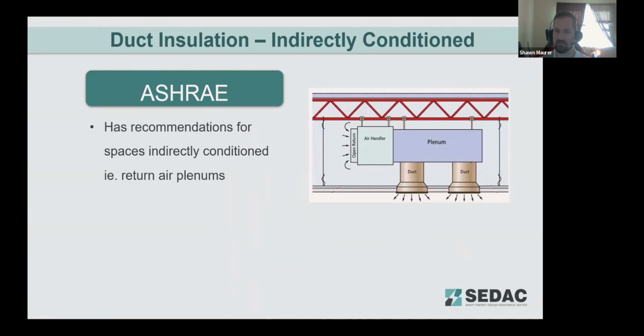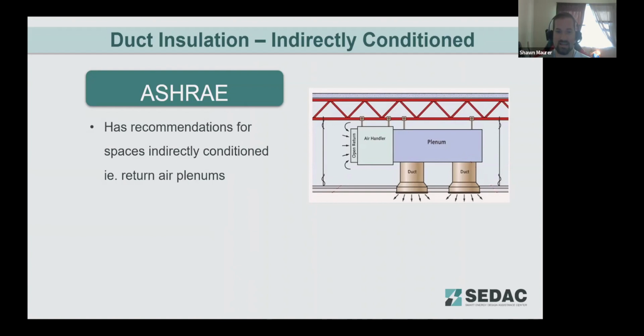ASHRAE includes indirectly conditioned spaces that is not included in the IECC. So they've added in this separate requirement here for indirectly conditioned space insulation requirements. And they require an R1.9 insulation level on these ducts. Return duct insulation is not required in indirectly conditioned spaces, mainly due to the fact that the return duct is pulling air from the indirectly conditioned space. The air temperature in the duct and in the indirectly conditioned space should be about the same.